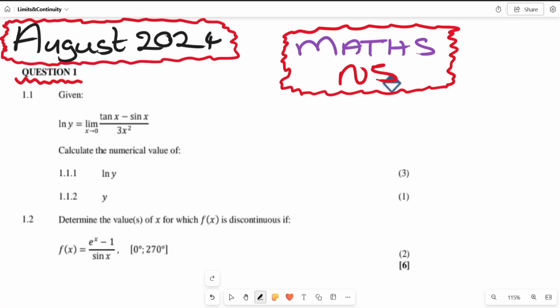In this video, we are doing another limits and continuity question from a previous question paper. This question was taken from August 2024, and as you can see, the entire question was worth 6 marks. Before we can attempt the question, we need to figure out the indeterminate form of the limit.